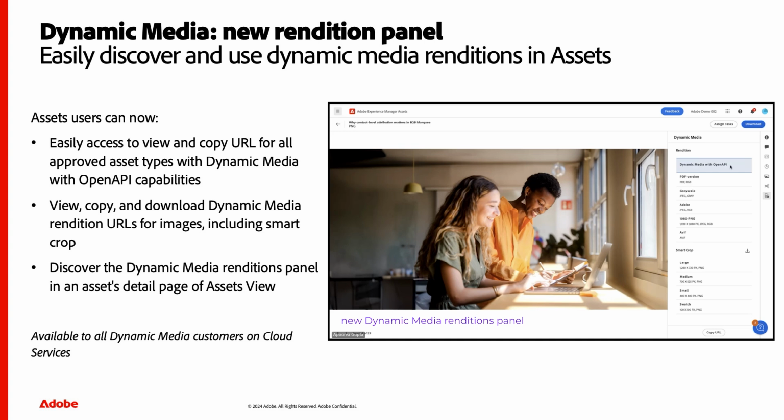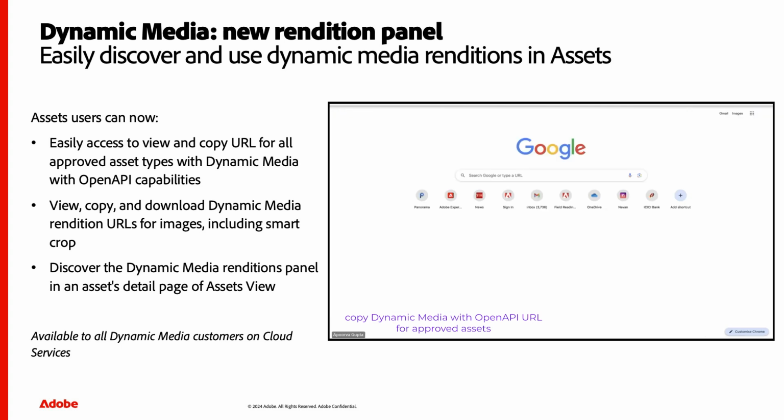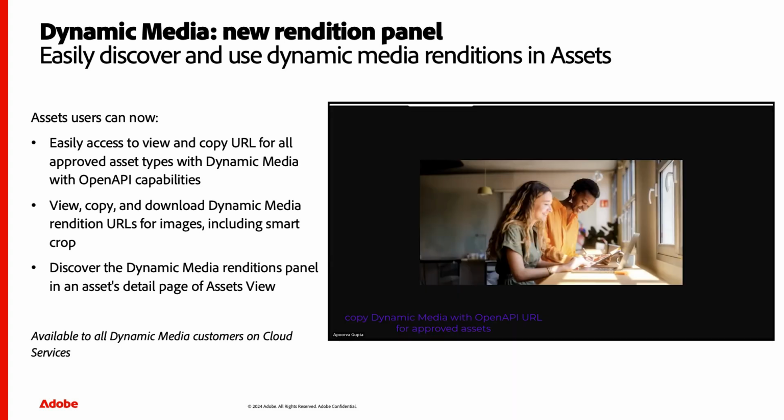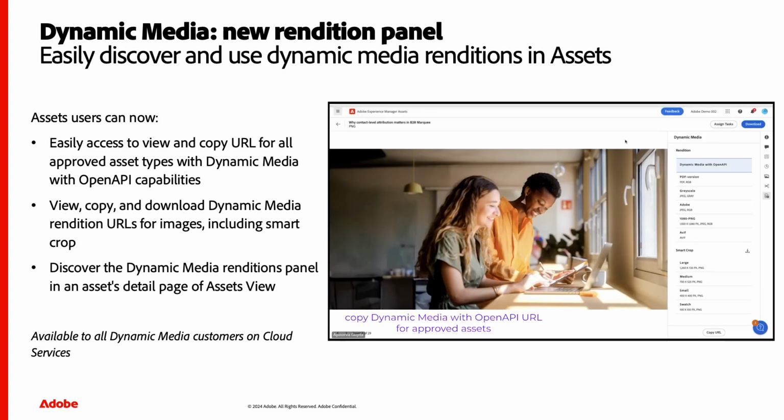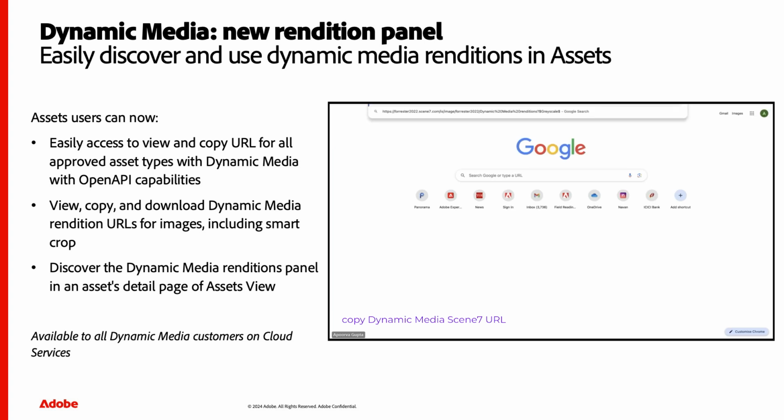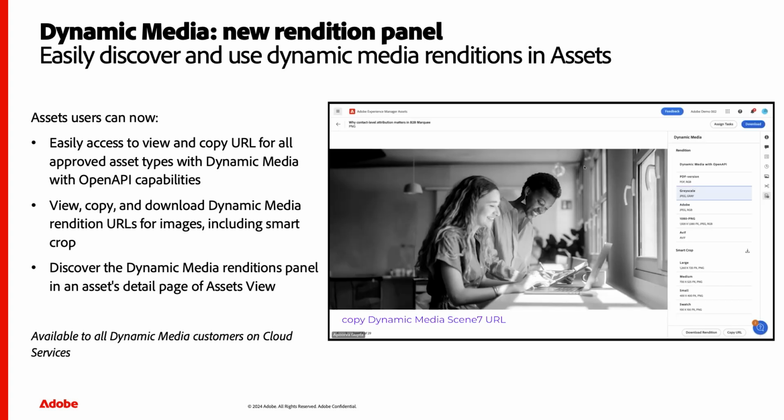For Dynamic Media users, there's also a new renditions panel to allow you to quickly go and access the renditions while you're in the Assets UI. Users can actually go in, find an asset, and see all the different variations and be able to click and choose what they'd like to download, copy the URL, and actually see the direct path for that asset.